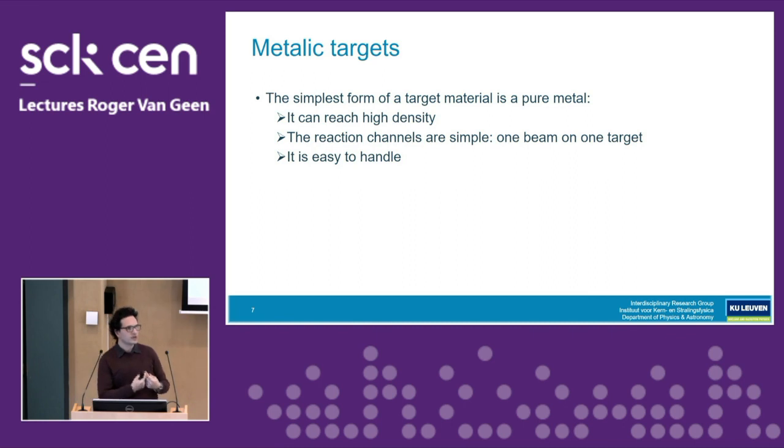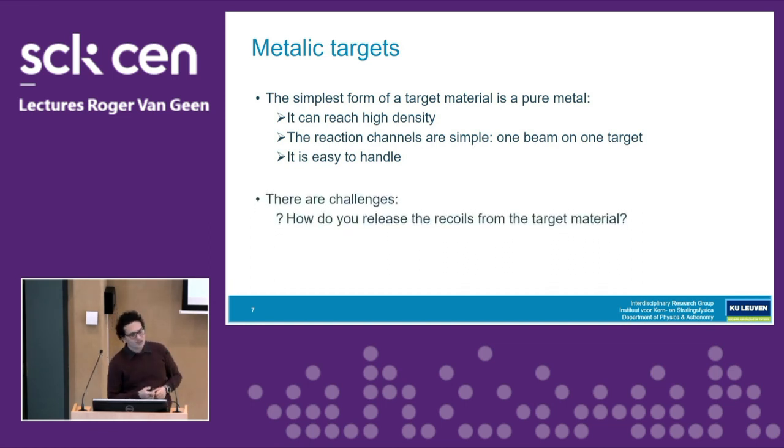I mean, of course, some metals might be more complicated than others. A thorium foil will require a lot more attention with respect to radio protection than a titanium foil, but nonetheless, metals are stuff that we can handle, we can manufacture, we can make them into thin foils if we want to, and so on. So this is something that's quite easy to deal with. But there are challenges.